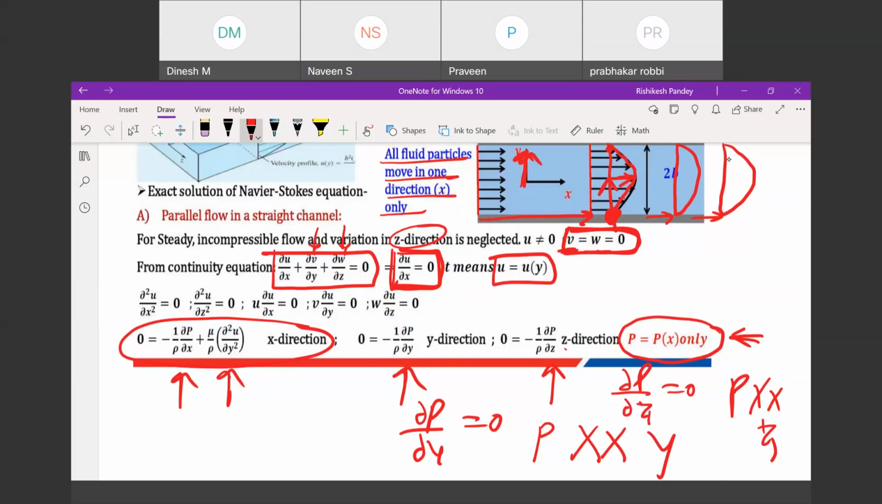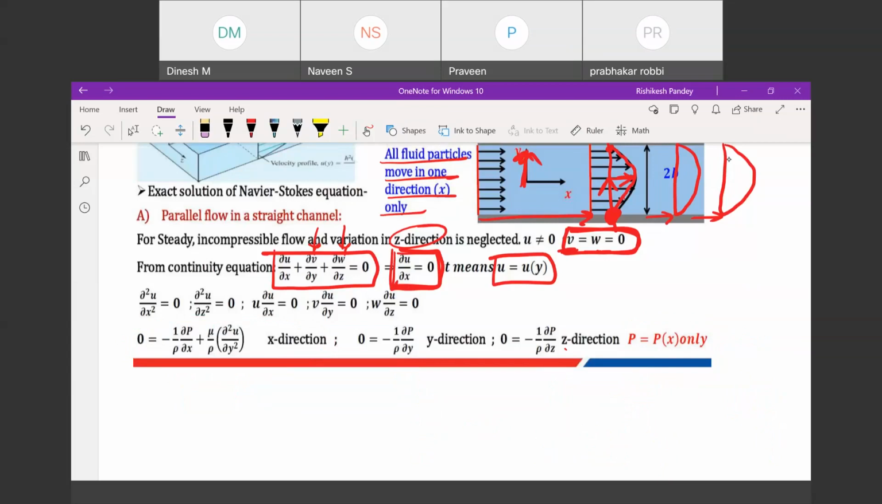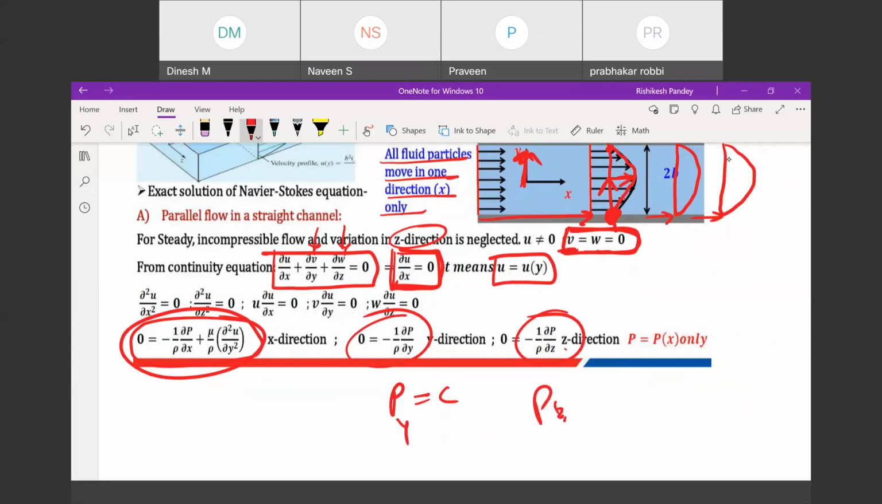So is this point clear to you? Pressure varies in x direction only. Now we are left with only this equation, which we need to solve. This tells you pressure is not varying in y and z direction. That's all. So these two terms are not required to solve. You will integrate and get P is constant in Y, P is constant in Z. That only it will tell. But this will tell you pressure is varying in X direction.